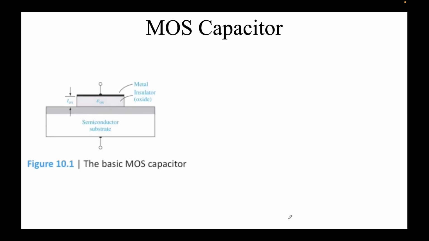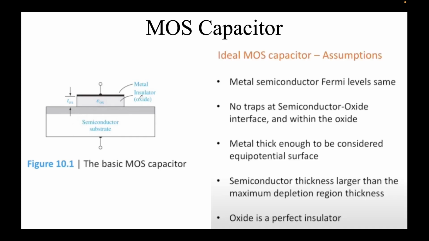All right, so let's quickly revise the MOSCAP. You have a MOSCAP on the left. The name explains it: metal, oxide, and semiconductor. So what do we mean by an ideal MOSCAP? The metal and semiconductor Fermi levels are the same, and usually there are no traps in the semiconductor-oxide interface or in the oxide as well. The metal is equipotential, the semiconductor thickness is large, which is usually the case, and the oxide is a perfect insulator. The first, second, and last ones are the assumptions that are violated the most.